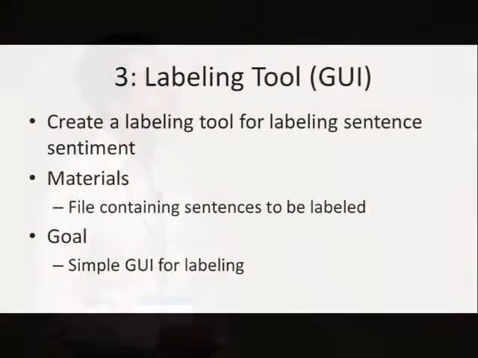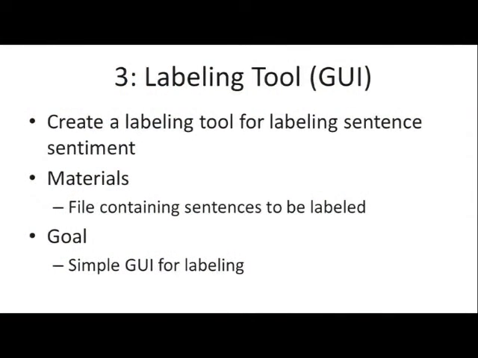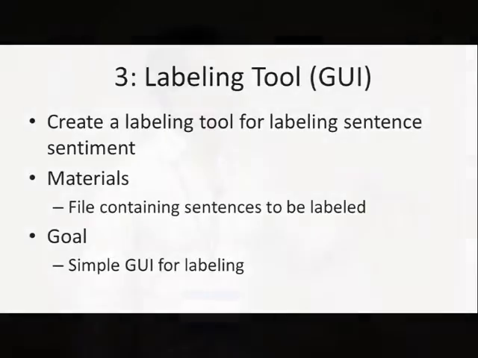Number three is making a simple labeling tool GUI, where you have a file of sentences that you want to label for sentiment, and you make a little GUI that loads those sentences in, shows them one at a time, and then you hit a button for whether it's positive or negative, and then maybe saves those labels off to a file.